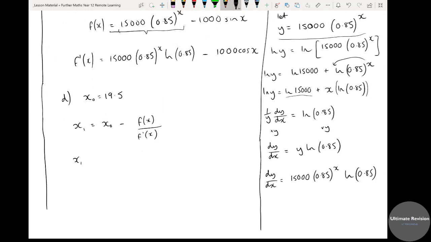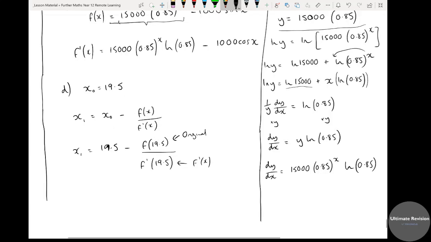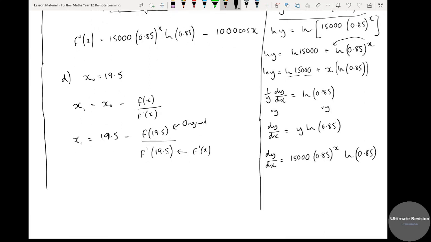So our next value is equal to 19.5 minus f of 19.5 over putting 19.5 into the differential. So you put that into the original. That is putting it into the f dash x. And I will just give you the answer for that. The next value, x1, is equal to 19.528.